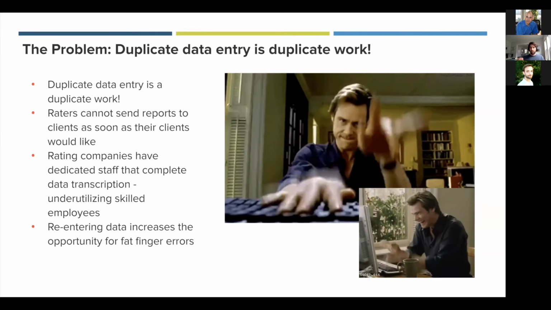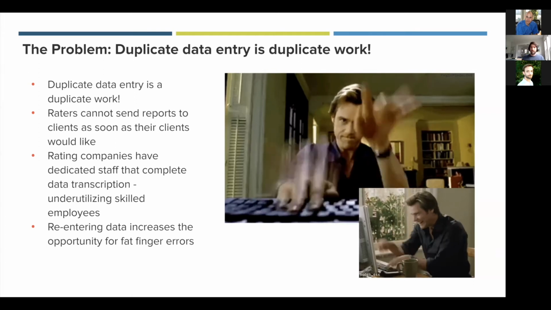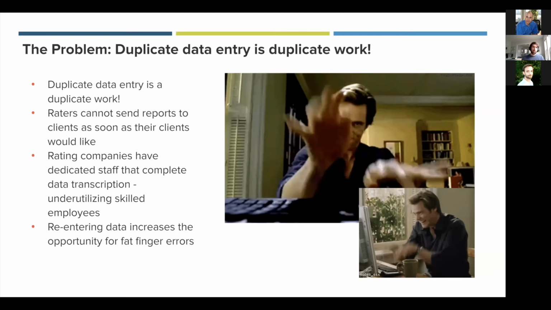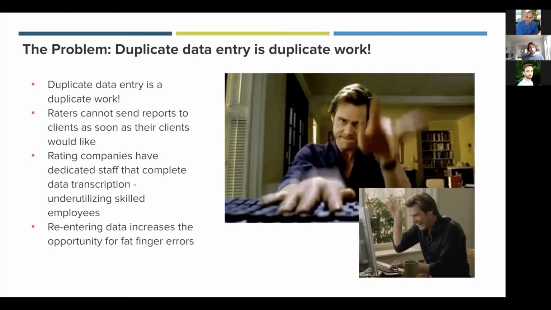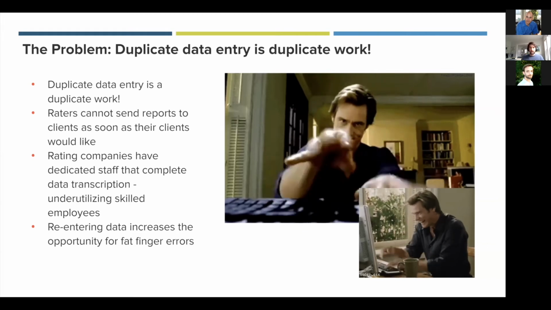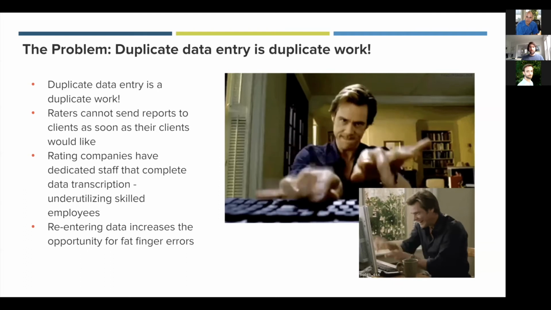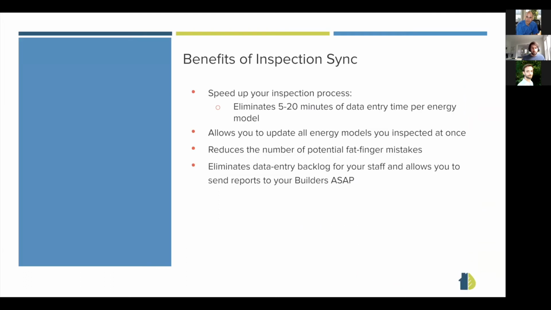And the problem that this causes is that you have a backlog of this data entry work. You can't send reports to your clients as soon as they would like. And it's an opportunity for errors. If you are transcribing data every single time, you may have a fat finger error. You can't imagine Jim Carrey is too accurate typing like this.